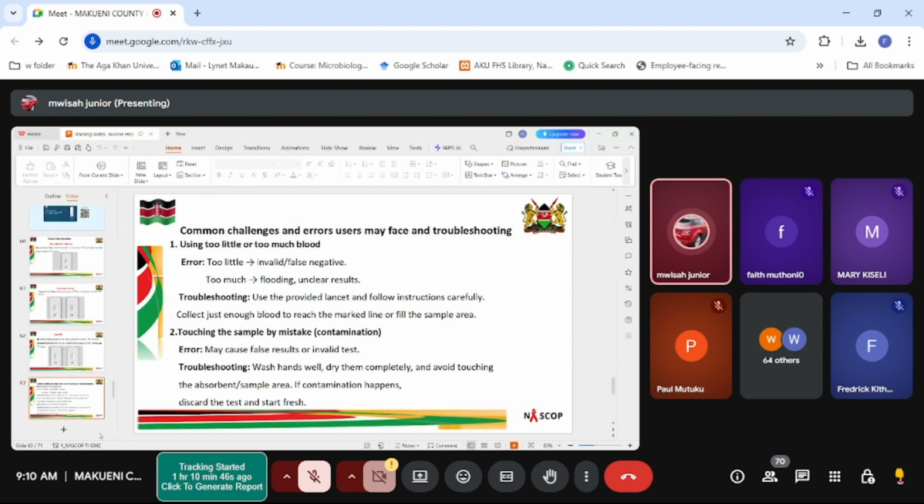Common challenges and errors users may face, and troubleshooting. Using too little or too much blood: the error for using too little blood is an invalid result or a false negative. When you use too much blood, it is flooding and unclear results. Troubleshooting: you use the provided lancet and follow instructions carefully. Collect just enough blood to reach the marked line or fill the sample area.